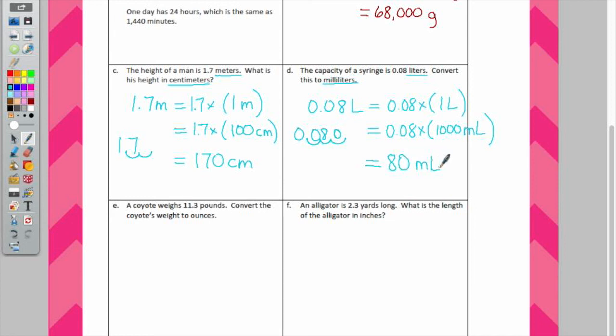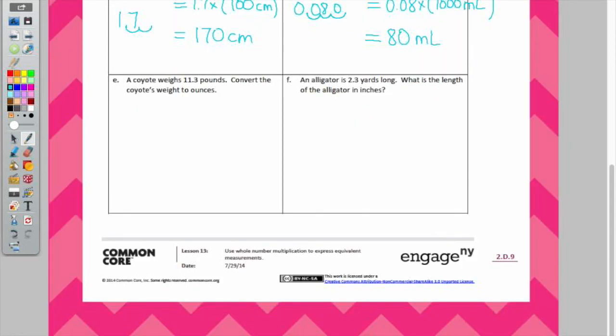Okay, how you doing? Just 2 more and then an exit ticket. I think you can handle it. Yay. So let me read this little mini word problem. A coyote weighs 11.3 pounds. Convert the coyote's weight to ounces. So what are my two words? Pounds and ounces. This is not the metric system. So I suspect we'll have standard algorithm here.